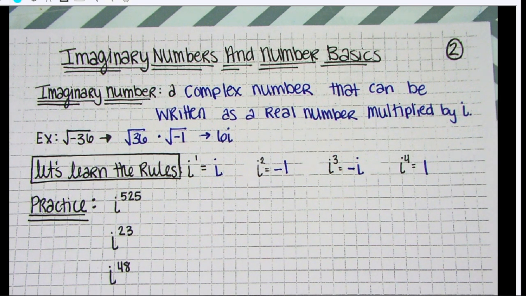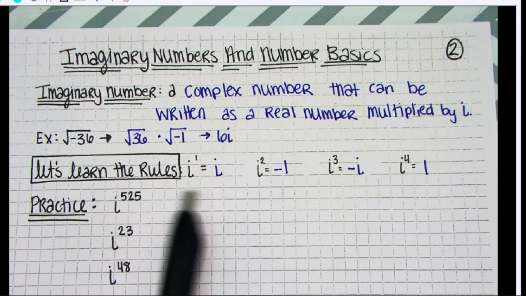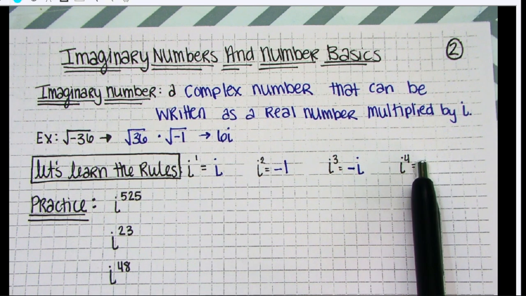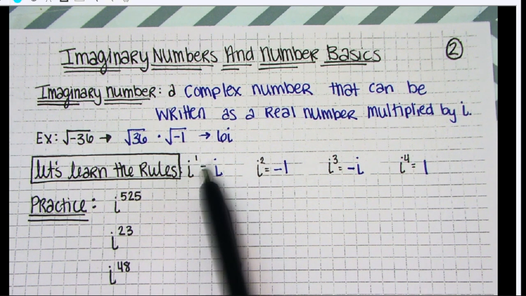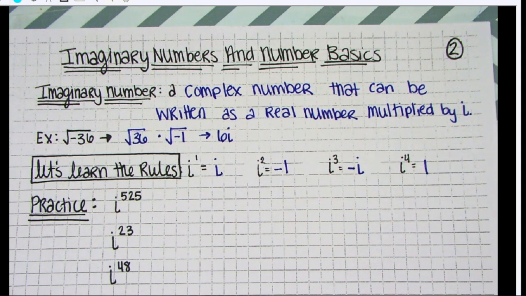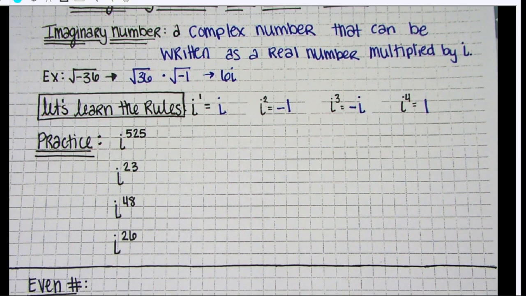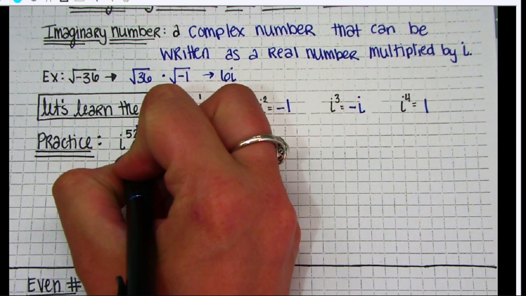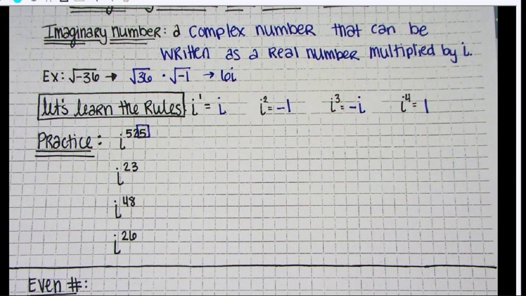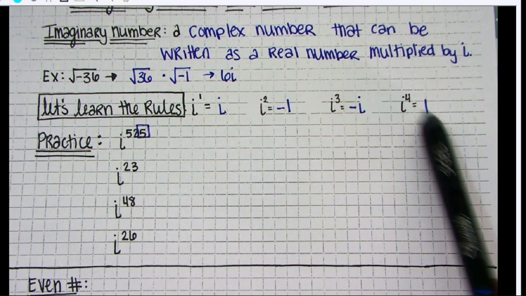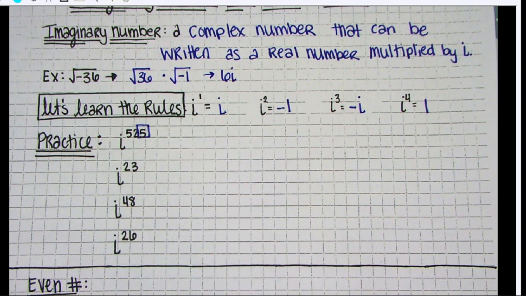Now, this pattern repeats every 4. So i to the 1, 2, 3, 4. If I have i to the 5, I just start back at 1. It repeats every 4. So when you're trying to find what the imaginary value of a large exponent is, you just look at the last number. So i to the 525. What's our last digit? 5. So what you do is you pay attention to this value. So I'm just going to count. 1, 2, 3, 4, 5. So it's just i.